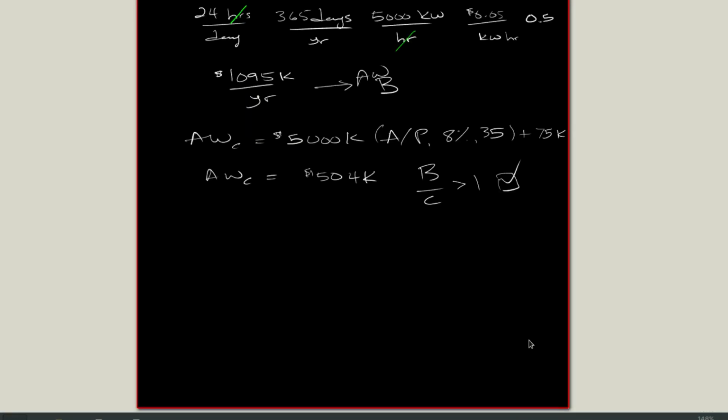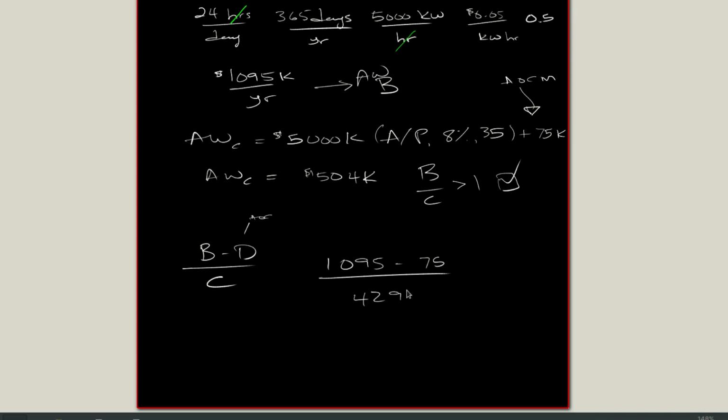Now, what if you're that economist or engineering economist that says, wait a second, the annual operating cost of maintenance is a burden on society? Then we're going to say, okay, fine. It looks like this, where this is the annual operating cost. So if that were the case, we would have 1095 minus 75 divided by, I guess I'd have to calculate that out for a second here, 429.